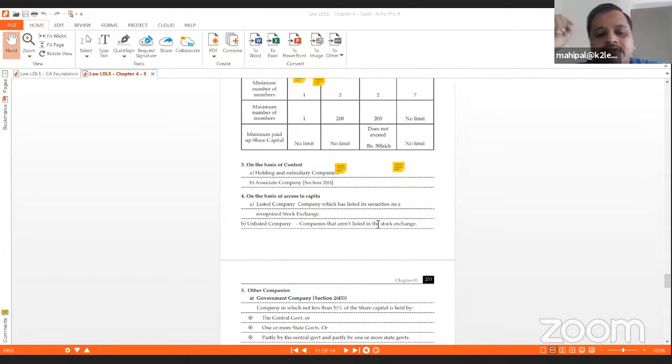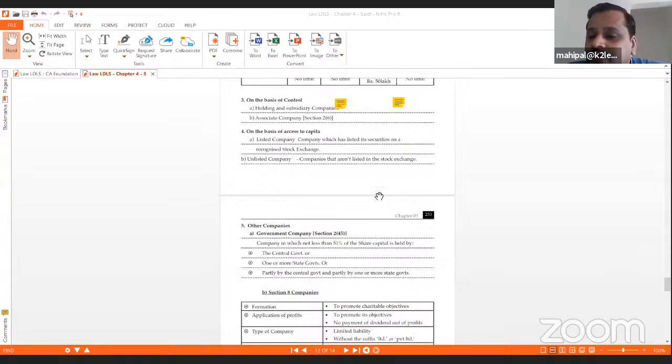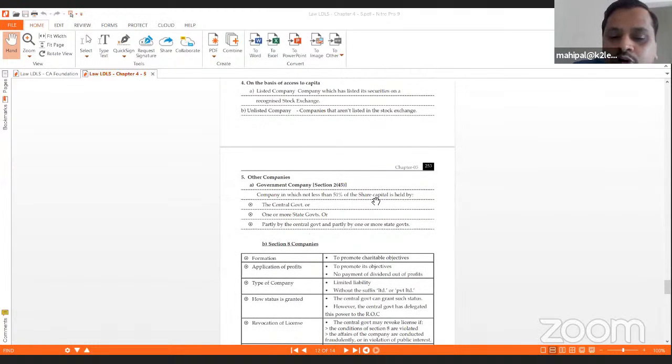On the basis of capital, we have listed companies and unlisted companies. Listed companies are those which are listed on the stock exchange; unlisted companies are those which are not listed on the stock exchange. Other companies include government companies, where 51% or more of the shares are held by the central government, or state governments, or a combination of the central government and one or more state governments.